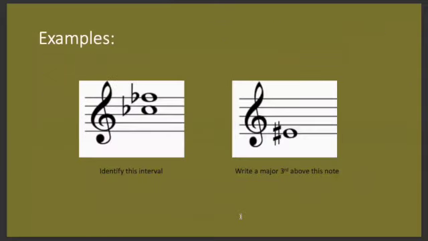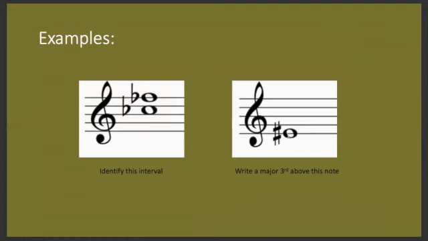Here are examples of two questions. So they could ask you, identify this interval. Automatically you see that the C flat there is probably a little bit unfriendly. Now, if you're very good with your scales, you might know that C flat major does exist and has 7 flats, but let's, for the sake of this question, pretend that we don't know that.